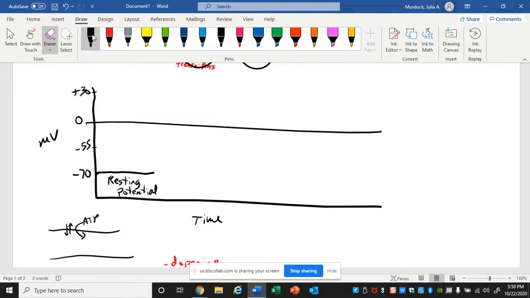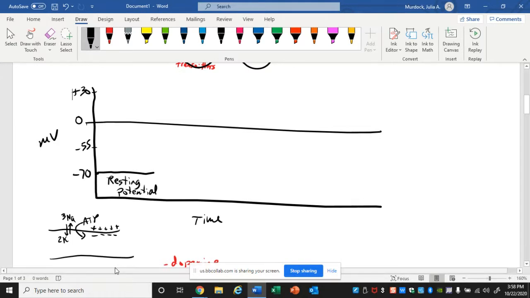Okay, so it's bringing in potassium and pushing sodium out. So that makes it more positive out here at rest than it is in here, right? Because it's pushing 3 out and 2 in. And that takes energy. So it actually takes energy. It's like pulling back on a spring to maintain resting potential.